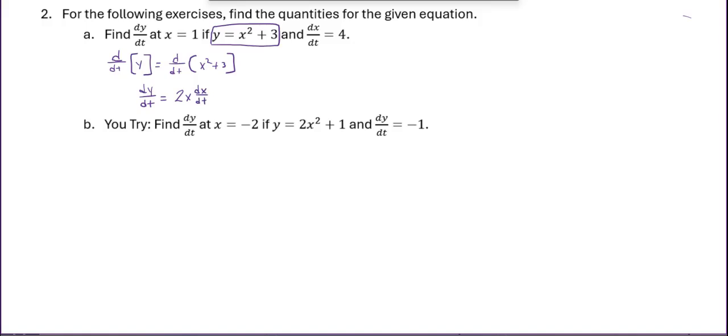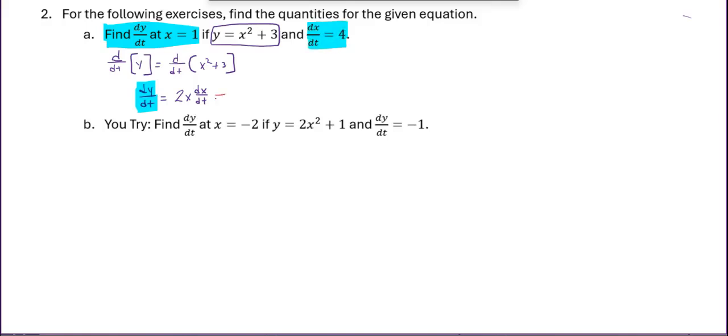Now what we're actually asked to do is find dy/dx at x equals 1. Well, I'm sorry, I said that wrong. Find dy/dt. Well, we have dy/dt right here. But the problem is we know that x is 1, but we don't have dx/dt unless they give it to us, which it is given over there.